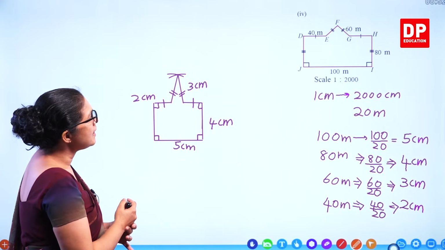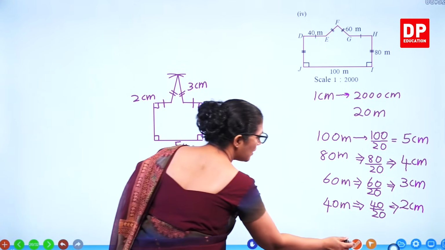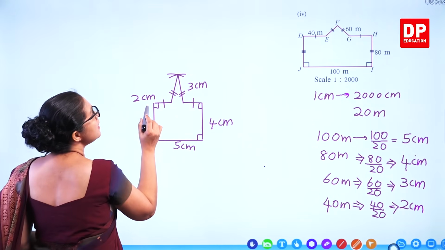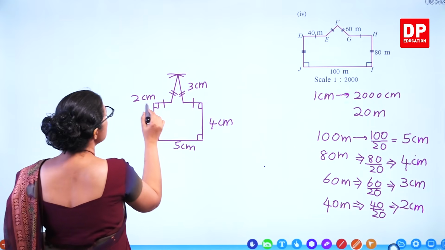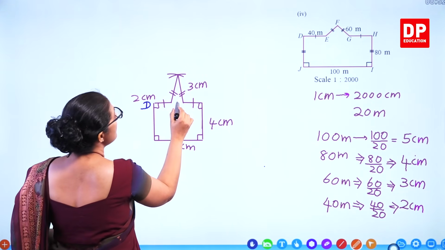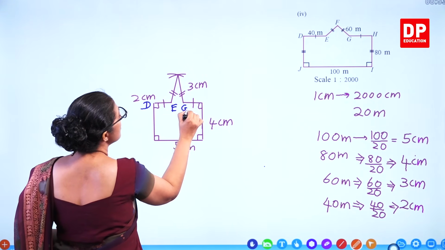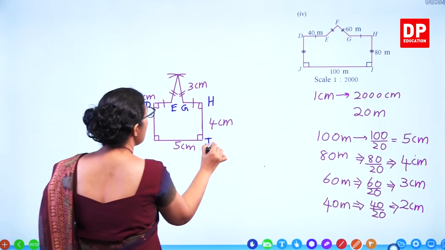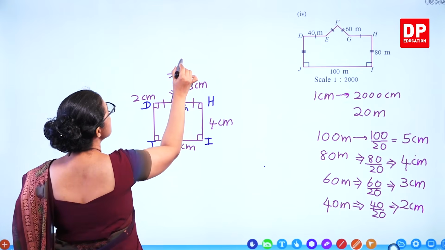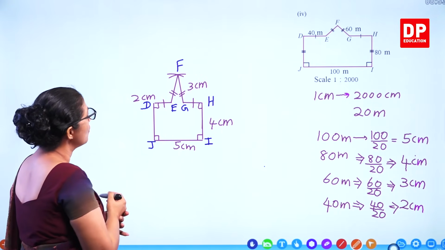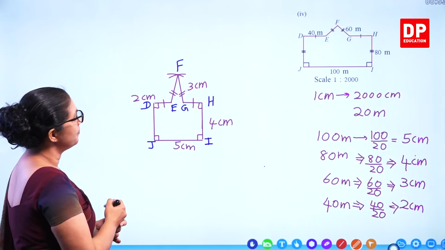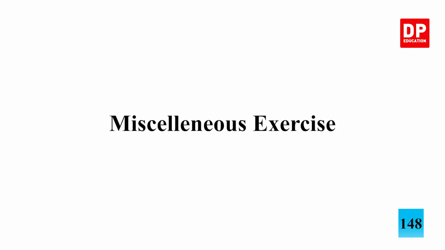So we'll label it. We need to label D. So what's the point? D, E, G, H, I, J, and this is F. So this is the completed scale diagram. Now we'll look at the miscellaneous exercise.